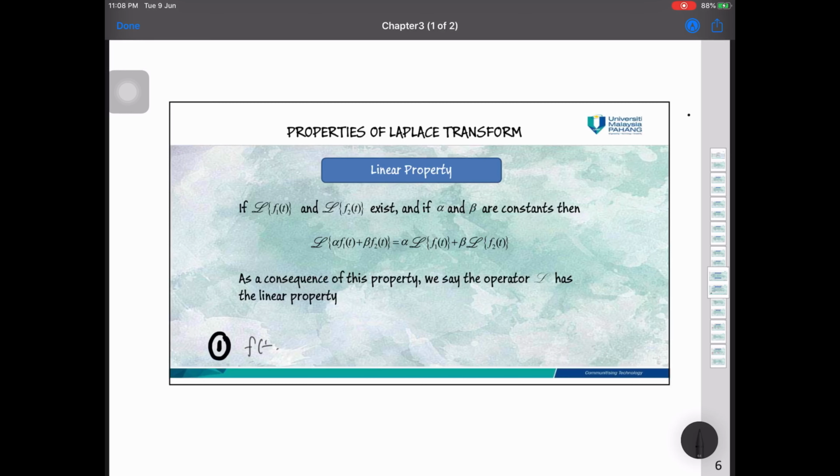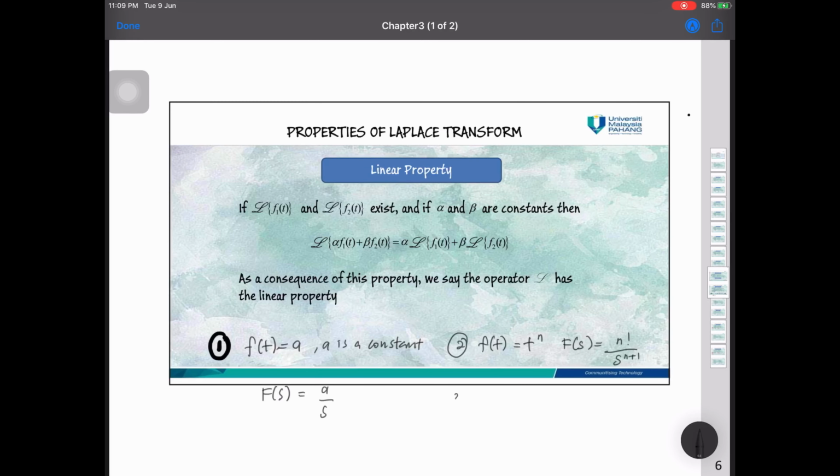if you have f(t) equal to a, where a is a constant, then what you will have for your Laplace transformation F(s) will be a over s. This is the Laplace transformation when you have f(t) equal to a constant. Number 2, if you have f(t) equal to the polynomial t to the power of n, therefore you will have the Laplace transformation of f(t), F(s), equal to n factorial over s to the power of n plus 1.